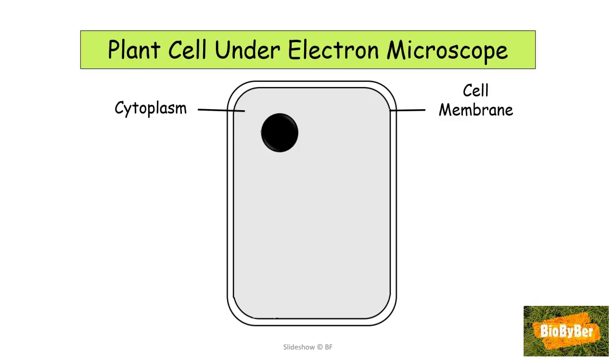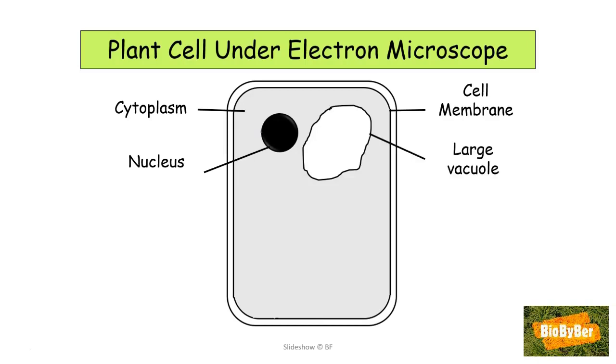Remember, the cell membrane is semi-permeable. What was the label up on the left? The cytoplasm, the site of chemical reactions. Then the nucleus. What was the label on the right? It was the vacuoles. Here, however, because we are looking at the plant cell, the vacuole will be a large vacuole. Now let's start putting in the other organelles.